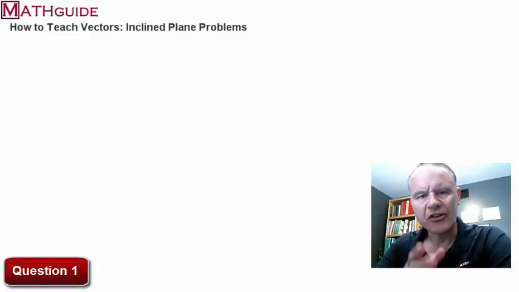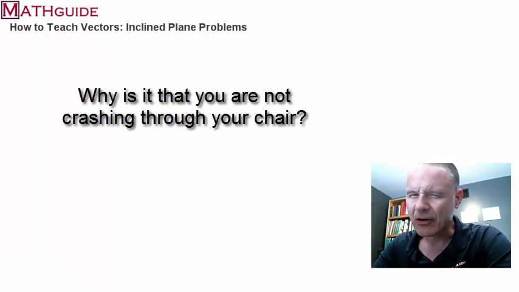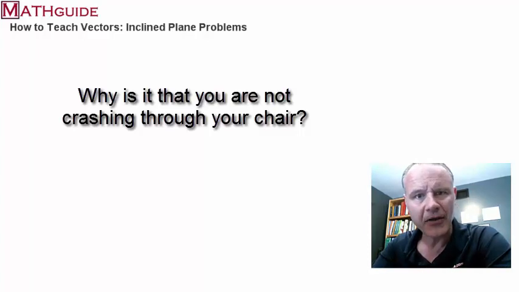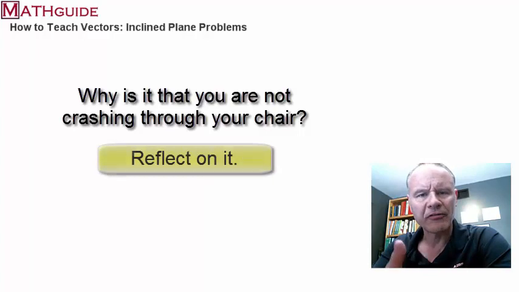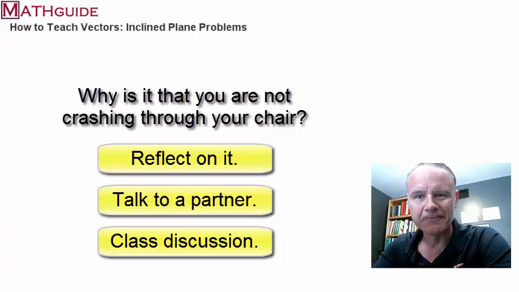Well, the first question that I would use to provide some engagement for students is I would ask them, why is it right now that you are not crashing through your chair? I would like students to think about that question. I'd like to give them some time, maybe reflect on it, talk to a partner about it, and then as a class we would discuss it.